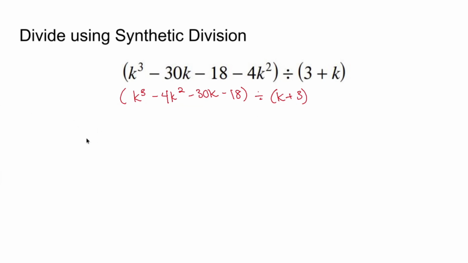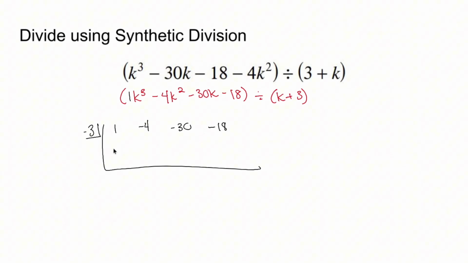Now to set up synthetic division, what you're going to do is put the opposite root in here, so negative 3, and you're going to write out these coefficients in order. So your invisible 1, negative 4, negative 30, negative 18.